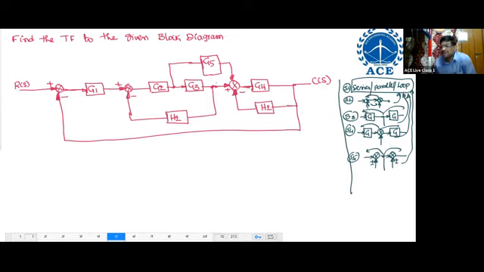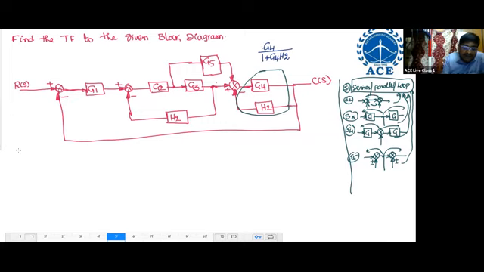For objective types this is not required, but I discussed it just for the idea. So here, directly we have a loop combination. First simplify direct loop combinations. This is the direct loop. What will you get if you simplify this? G4 by 1 plus G4 H2: the numerator term G4 as it is, and the denominator has the opposite sign of the feedback, with the product of G4 and feedback gain H2. So this is the simplification of the loop.